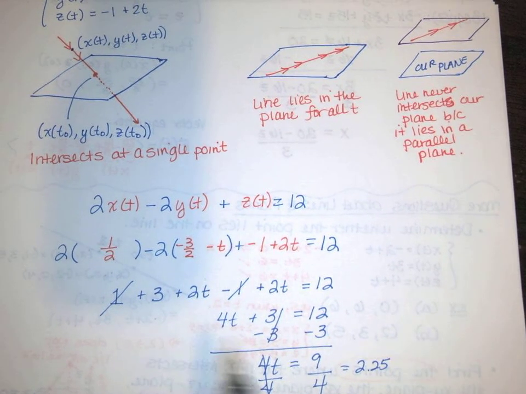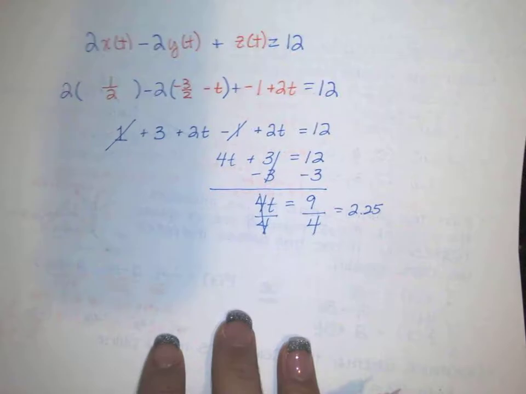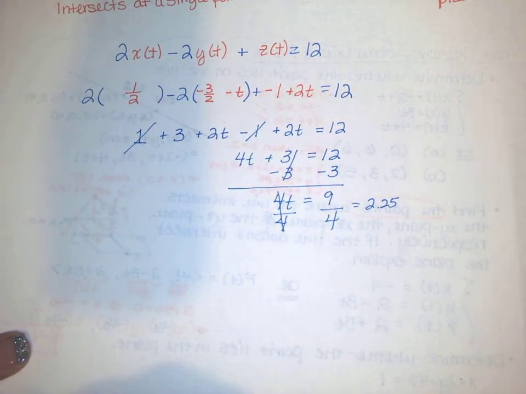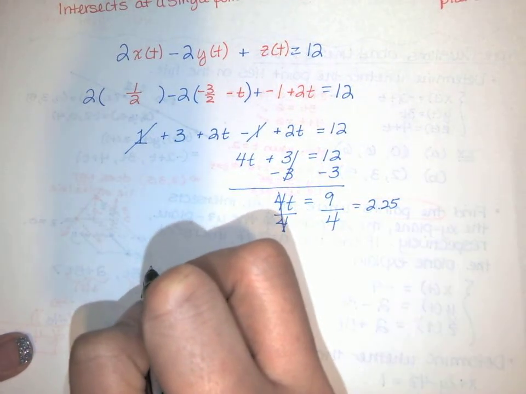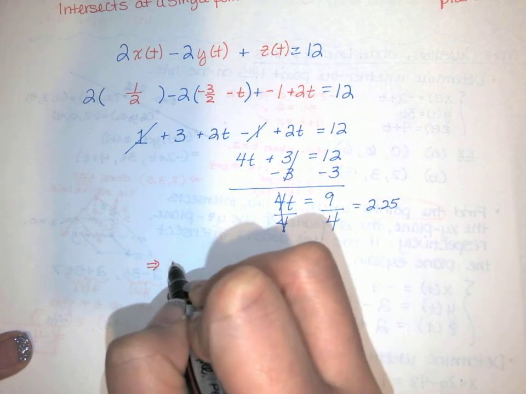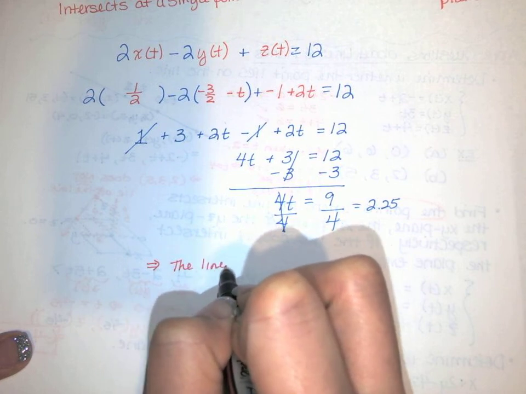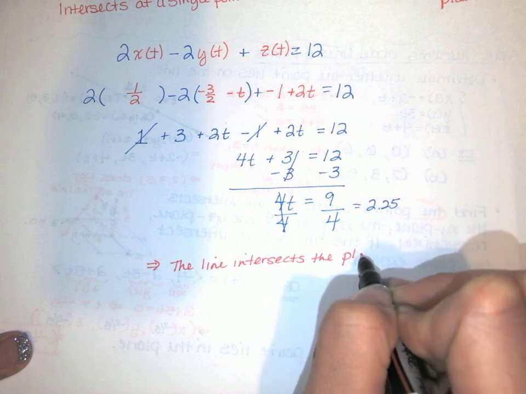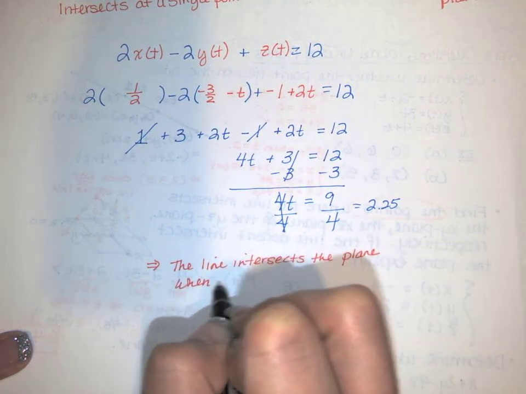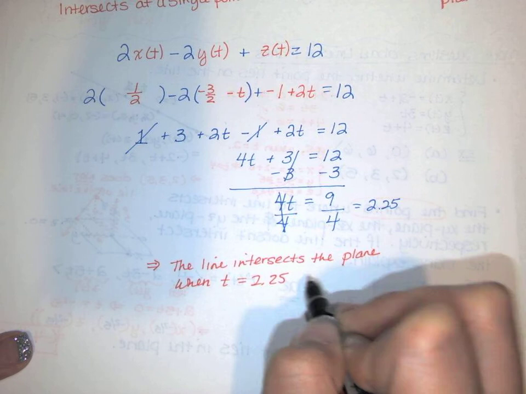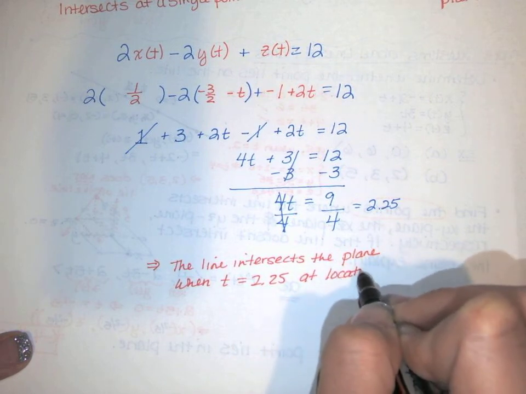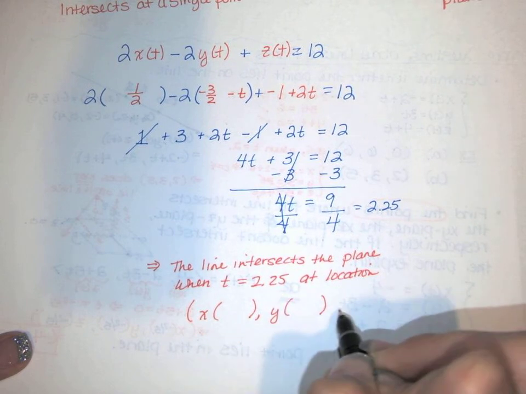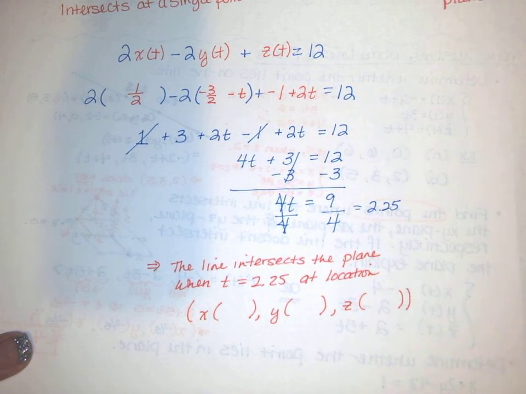Now, this is not the point of intersection, but it does tell us what time it happens if we've got some object traveling along that line. So we'll say the line intersects the plane when, that's a time, t equals 2.25, at the location given by x of 2.25, y of 2.25, and z of 2.25.